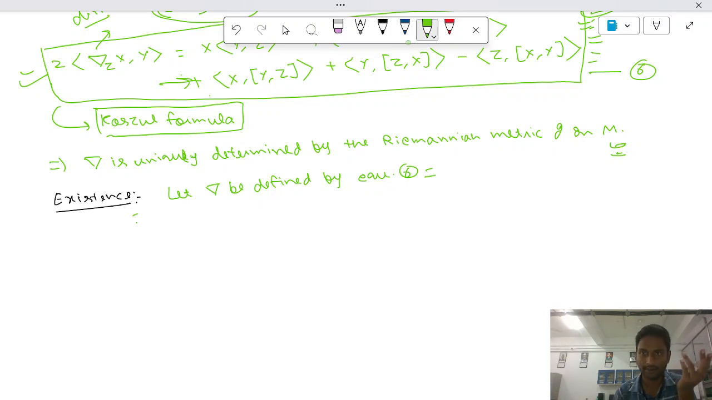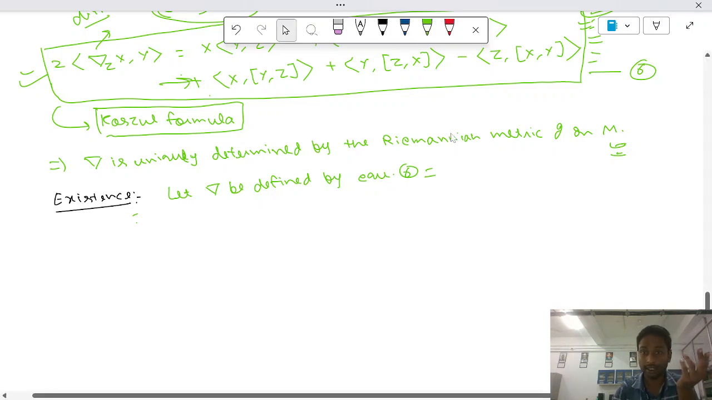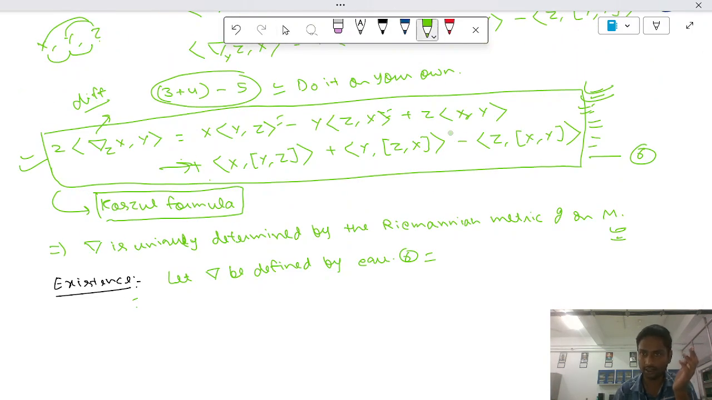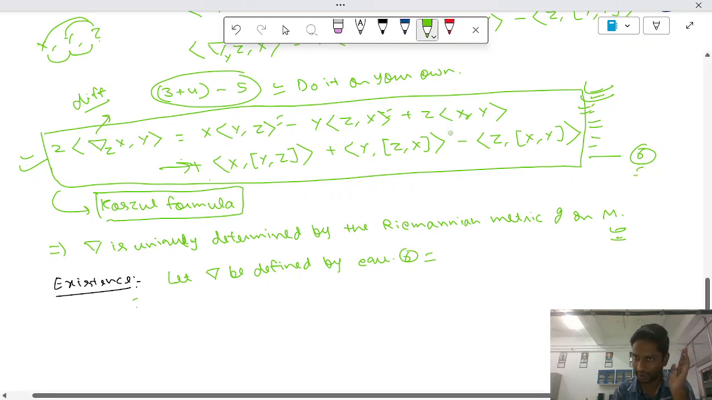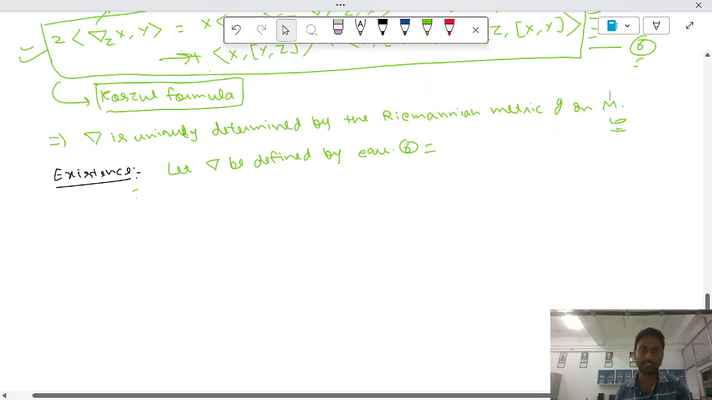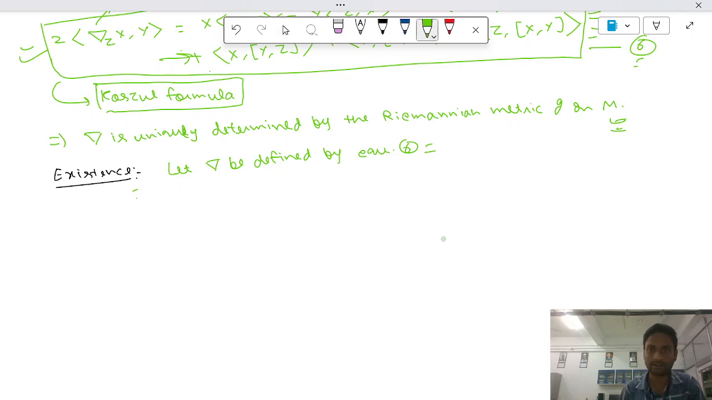What definition can we have? Well, if there exists such a connection, we know from the uniqueness part that it must satisfy the Koszul formula. And that's why we are defining nabla by the Koszul formula, equation 6. Now let's see if it satisfies all the properties. Obviously, since I'm proving a well-known theorem, you know that it is going to satisfy them, but there are some tedious calculations. So you know all the four properties.